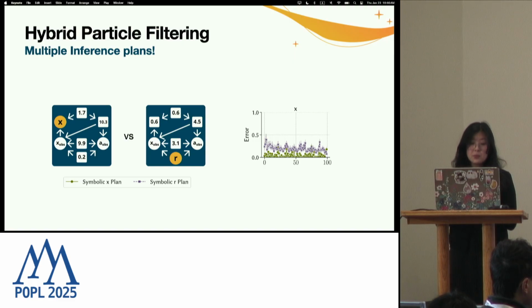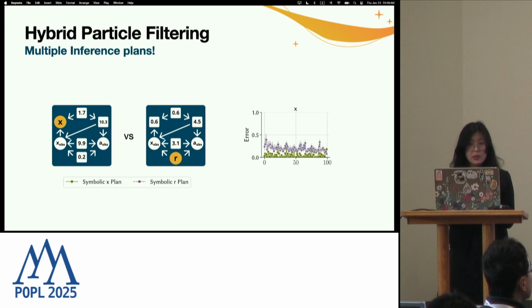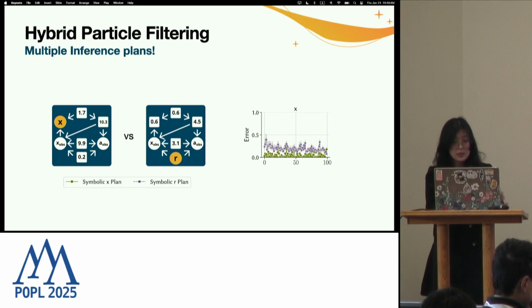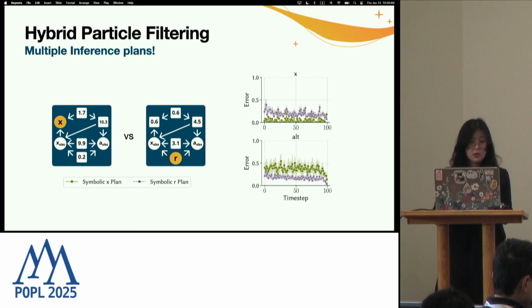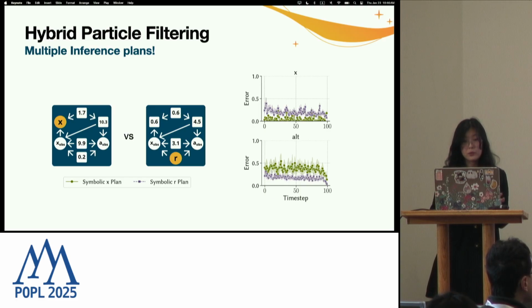Different inference plans can produce different inference accuracy for the same runtime. Here we have the error of the estimated distance across 100 time steps for each of these plans while given the same runtime constraint. So we can see that the symbolic X plan is slightly more accurate. However, different inference plans can also make different variables more accurate. Here, symbolic R is more accurate for the altitude.